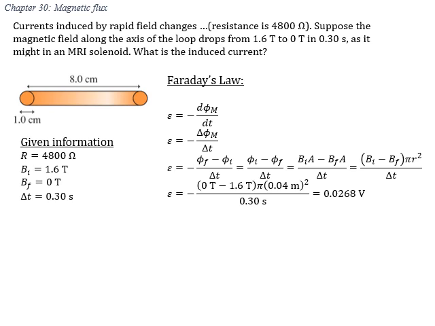So there's the potential. Our next step is to find the current, because that's what the problem asked for. So we'll use Ohm's law that says potential is current times resistance, which means that current is potential over resistance. In this problem, the symbol for potential is epsilon. So current is epsilon over R for resistance. The potential is what we found in the previous step. The resistance is 4,800 ohms. So we get a current of 5.59 times 10 to the minus 6 amps.